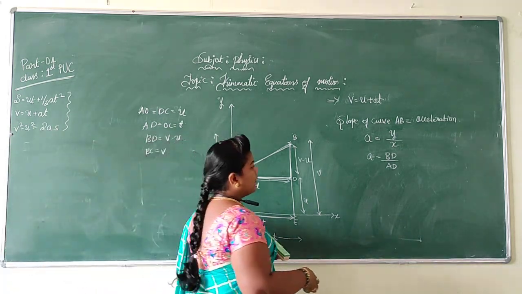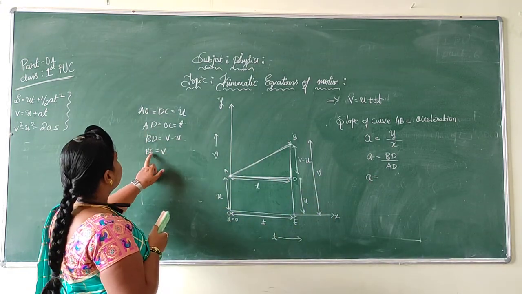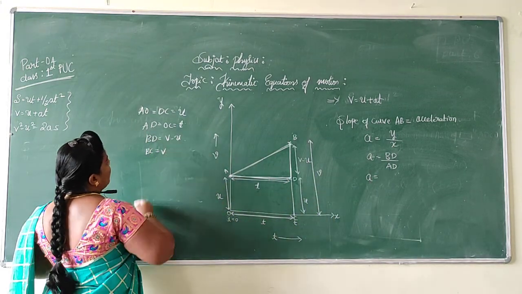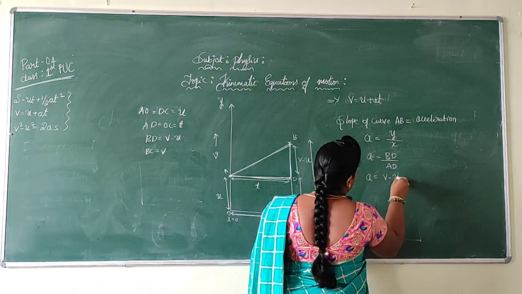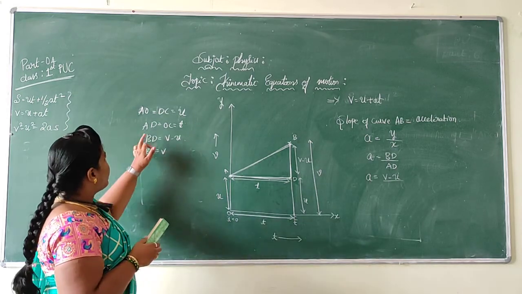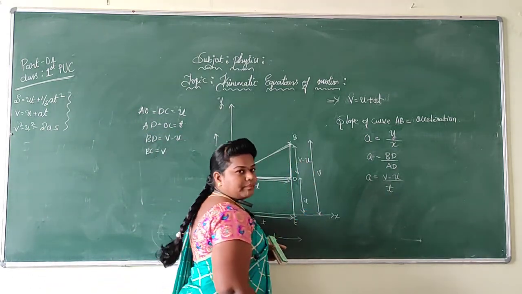So the same thing I am writing over there: BD by AD. What is the value of BD now? Here I have already written that the value of BD is equal to V minus U. Substitute it: V minus U divided by, what is the value of AD? It is T.